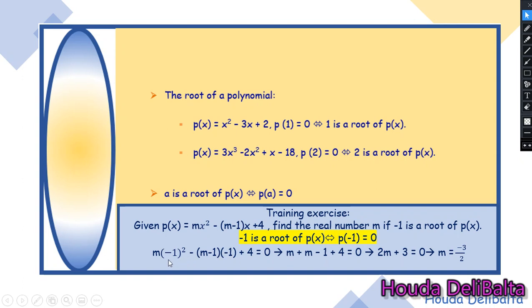Minus 1 squared is 1, times m, it's m. Minus 1 times minus 1 here is plus 1. Then I will get plus 1 into m minus 1, then it is m minus 1 and plus 4. Now m and m is 2m. Plus 4 and minus 1 is plus 3, then 2m plus 3 is 0, and finally m equals minus 3 over 2. That means if I replace m by minus 3 over 2 and I replace x by minus 1 and make calculations, I'm going to get 0 for this polynomial.